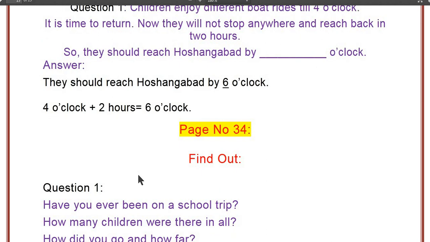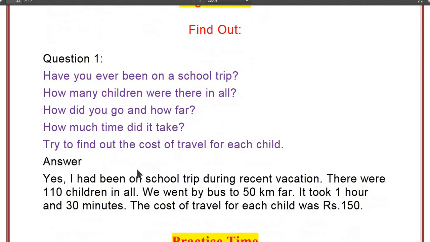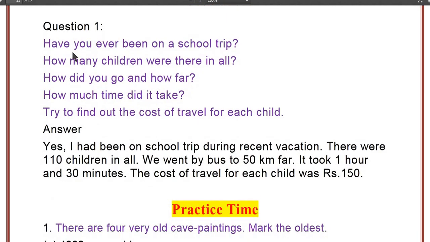Page number 34. Find out. Question number 1. Have you ever been on a school trip? How many children were there in all? How did you go and how far? How much time did it take? And try to find out the cost of travel for each child.